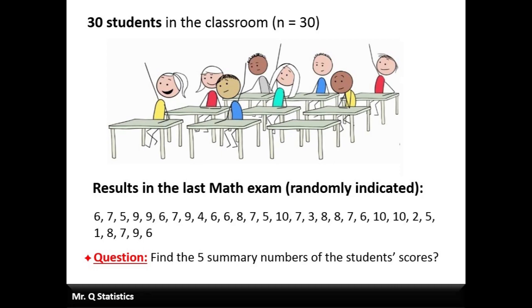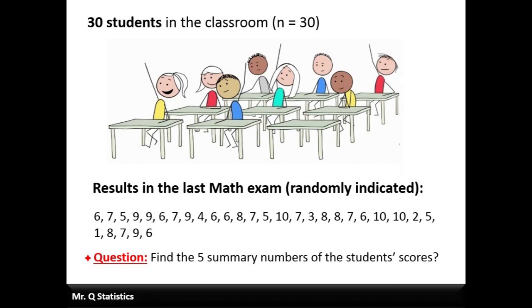Here's the problem we have. If I have a sample of 30 students in a classroom, my task is to find out the five summary numbers of the student scores in the last math exam. The data of 30 students is given randomly as below.